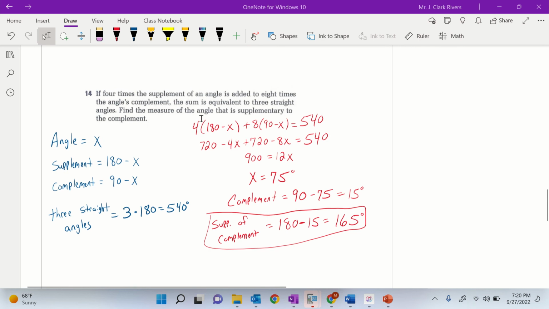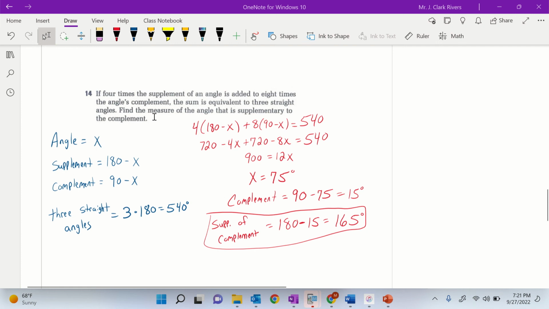So let's read the problem. 4 times the supplement of an angle, that's 4 times 180 minus x, is added to 8 times the angle's complement, that's 8 times 90 minus x. The sum, what we're adding here, is equivalent to 3 straight angles. This is equal to 540. We solve this equation, we get x equals 75.